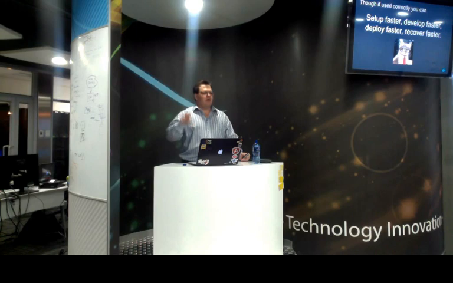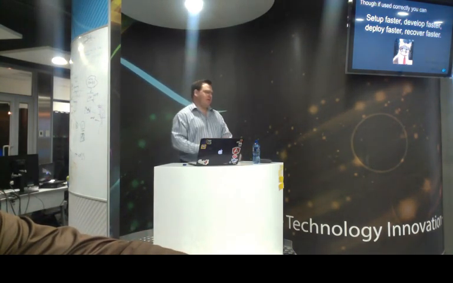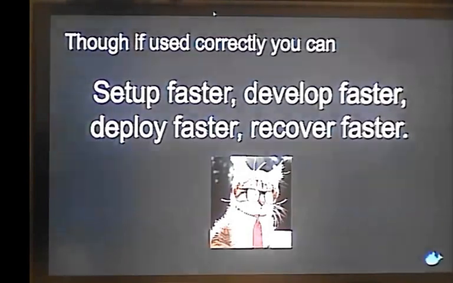If you're using Docker correctly, you can do your setup a lot faster, develop a lot faster, deploy a lot faster, and recover a lot faster. This whole CI movement, Docker almost fits perfectly into that. So if you commit code, then build the image for testing, deploy it to testing, then once the testing's okay, deploy it to live, Docker fits beautifully in that.